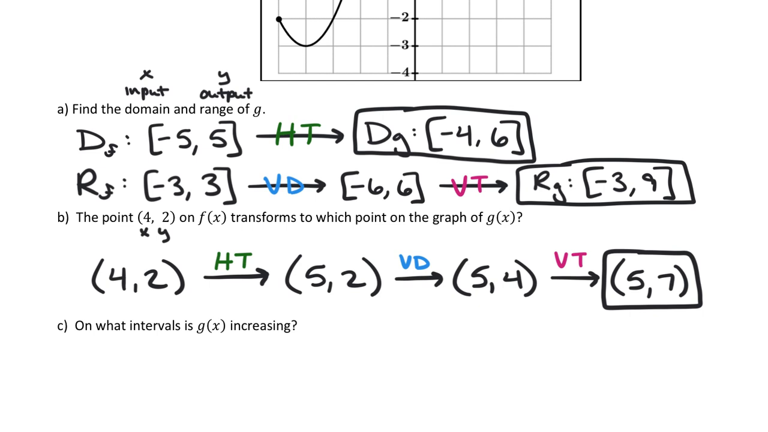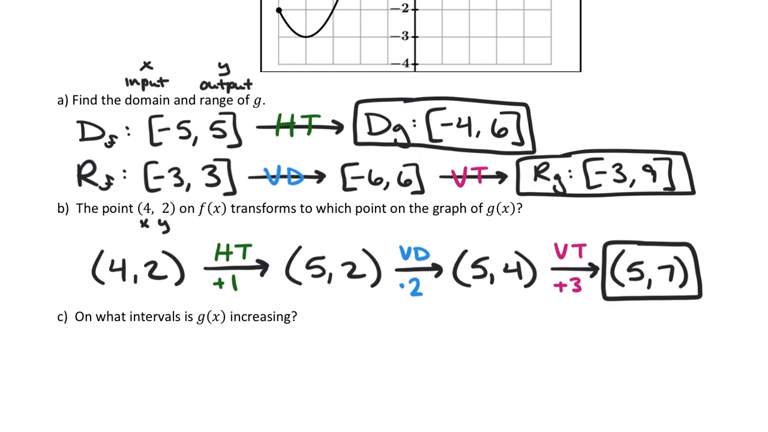Questions now that we've seen 2 examples? Yes? So for the HT, what I'm doing is adding 1 to the inputs. So we went from 4 to 5. On vertical dilation, since it's the number 2 in the very front of my function, I'm multiplying by 2. And for the vertical translation, I'm adding 3. Does that make sense? Okay. Can we try another one?